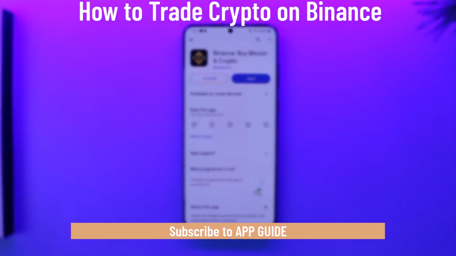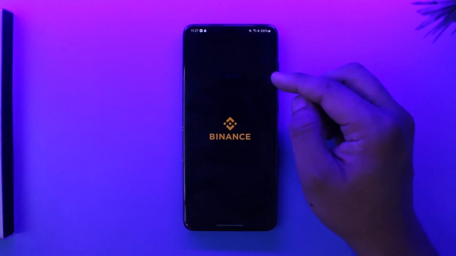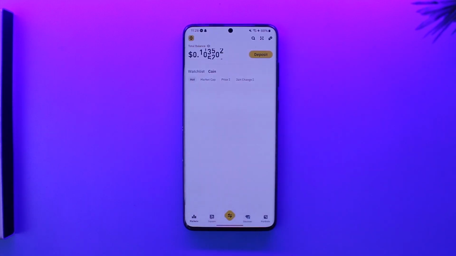In today's video I'm going to guide you through the steps on how you can trade crypto on Binance, so make sure to watch the video till the end. Trading simply refers to the act of buying and selling cryptocurrencies for profit, right? So first of all, open up Binance and just make sure that you're signed into your account.